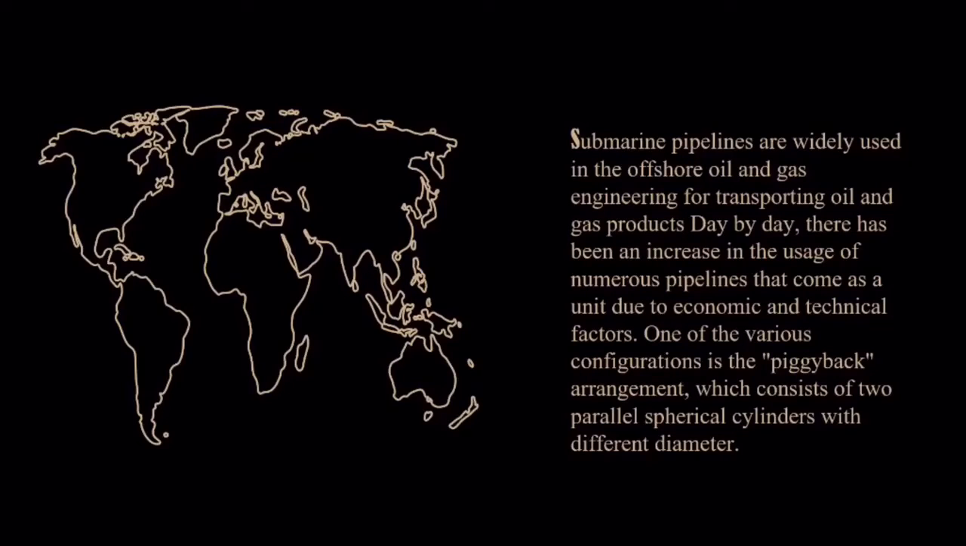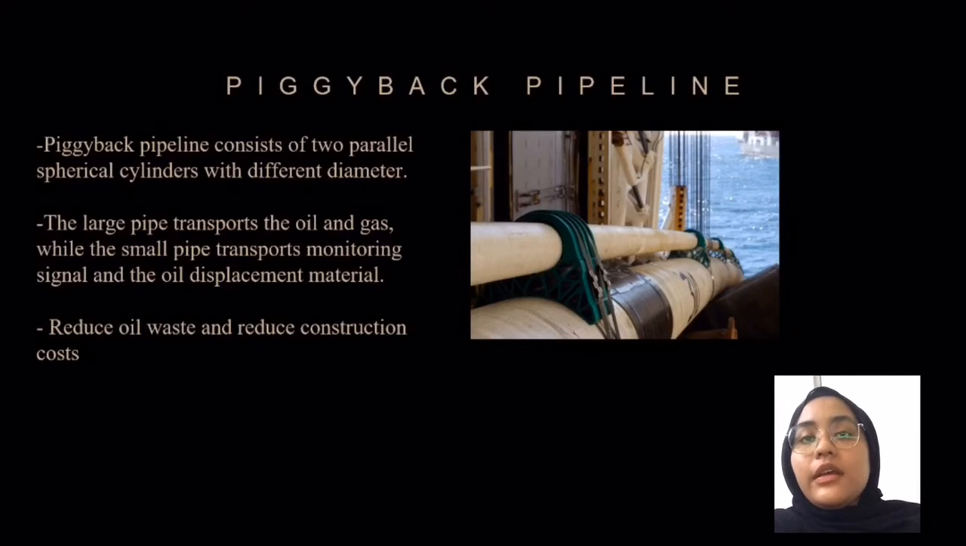Submarine pipelines are widely used in the offshore oil and gas engineering for transporting oil and gas products. Day by day, there has been an increase in the usage of numerous pipelines that come as a unit due to economic and technical factors, and one of them is called piggyback pipeline, which consists of two parallel spherical cylinders with different diameters. The large pipe will transport oil and gas, while the small pipe will transport monitoring signal and oil displacement material. This method reduces oil waste and reduces construction costs.